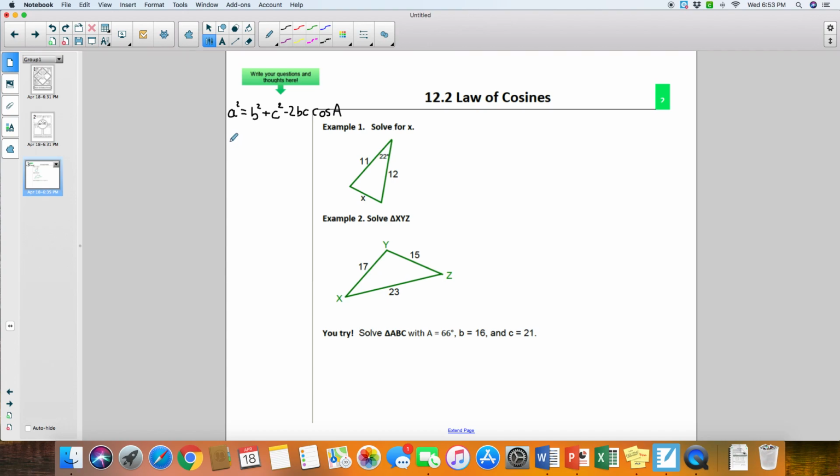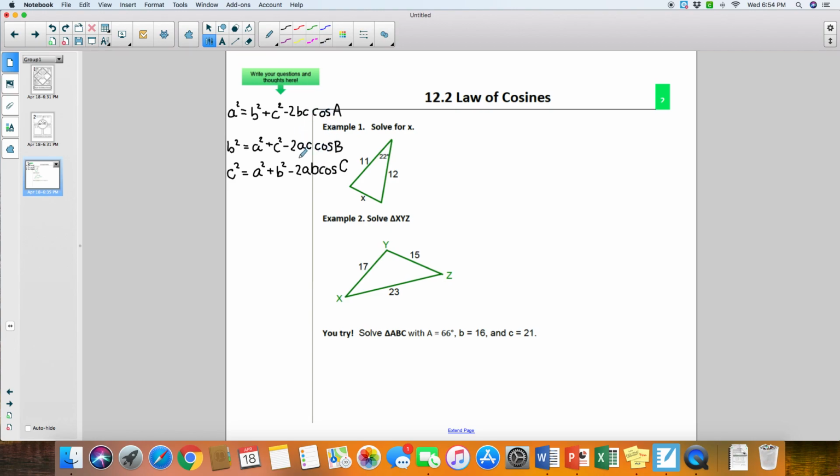The second one is going to have the angle B in it. So you have B squared this time equals the other two sides squared, so A squared plus C squared minus 2 times A times C times cosine of angle B. And then the last one, where you would use angle C, would be C squared this time equals A squared plus B squared minus 2AB cosine of C. All right, so those are your three formulas for law of cosines.